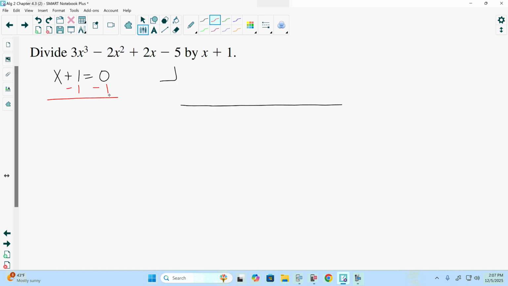Now, just like the last one, the first thing we'll want to do is solve for the x and get negative 1. Because the number in front of our x with the x plus 1 is 1, I don't have to divide the whole thing. We're good with that there, unlike the last problem. Now, the numbers across the top, we'd have 3 for x cubed, negative 2 for x squared, 2 for x, and negative 5. And we'll bring down the 3.